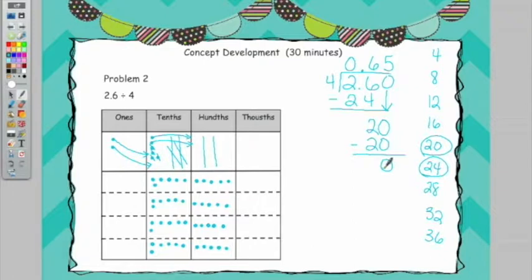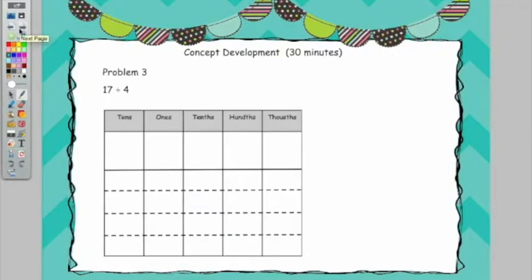Let's do another one. I'll walk you through another one. We'll see how you're doing, okay? Take a look at problem 3. It's a little different. What's different that you see about this problem? I still have multiples of 4. Let me write those real quick. It goes up to the tens. There's no decimal. Well, there is a decimal, but this is a whole number, isn't it?